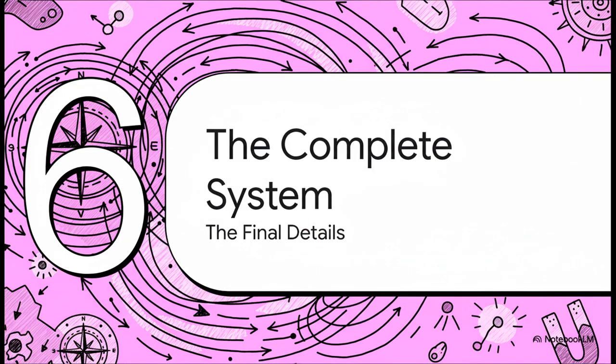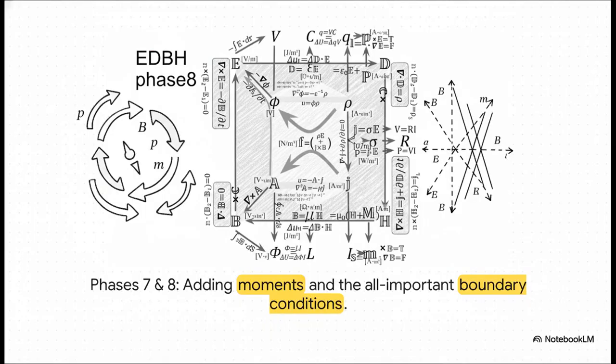Okay, we are so close. The last two phases just add the final layers of detail, completing our map and turning it into a seriously powerful tool. So, last steps. Phase 7 brings in electric and magnetic moments. And notice where they come from. The product of our conjugate pairs again, that horizontal relationship. Then, Phase 8 adds the super important boundary conditions. But here's the best part. You don't have to memorize a whole new set of rules. The rules for the normal components at a boundary come straight from the Maxwell's equations that use the nabla dot operator. And the rules for the tangential components, you guessed it, they come from the equations that use the nabla cross operator. It all connects back to the core.